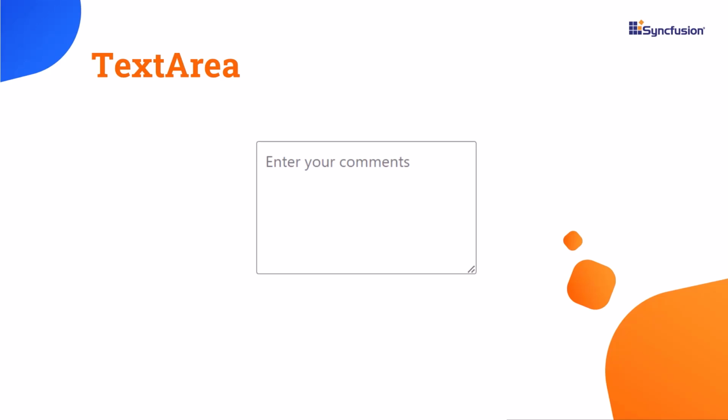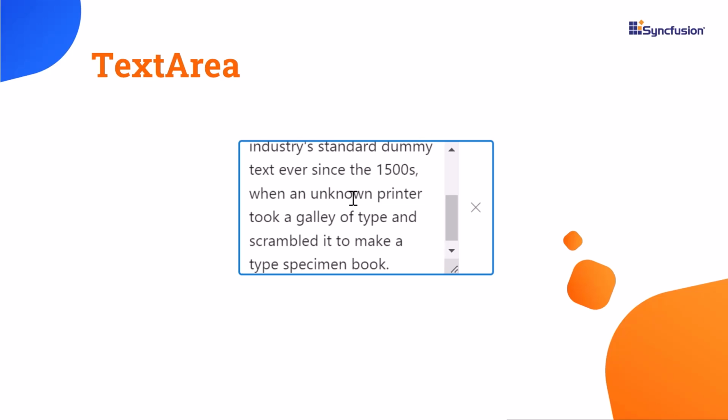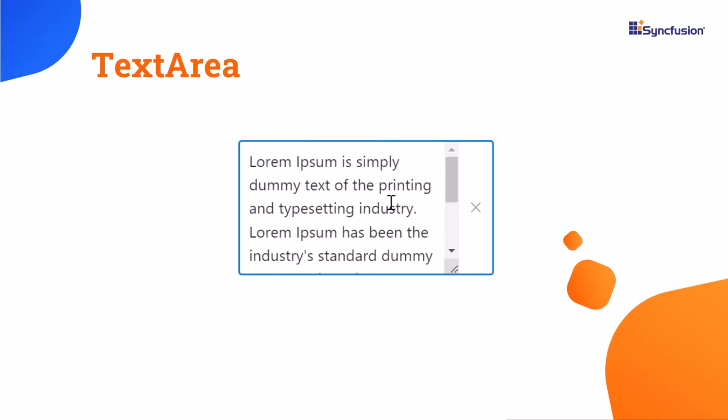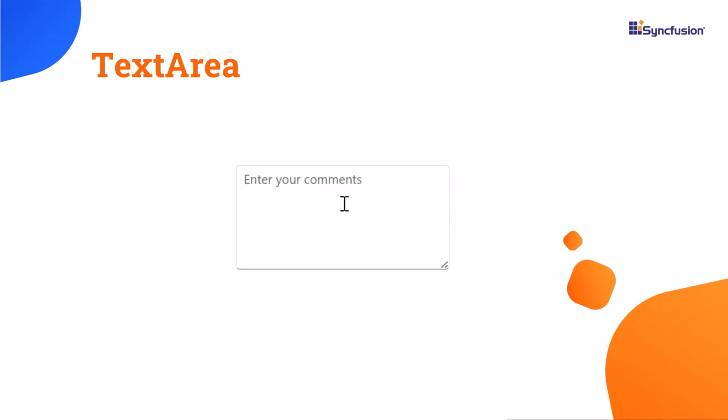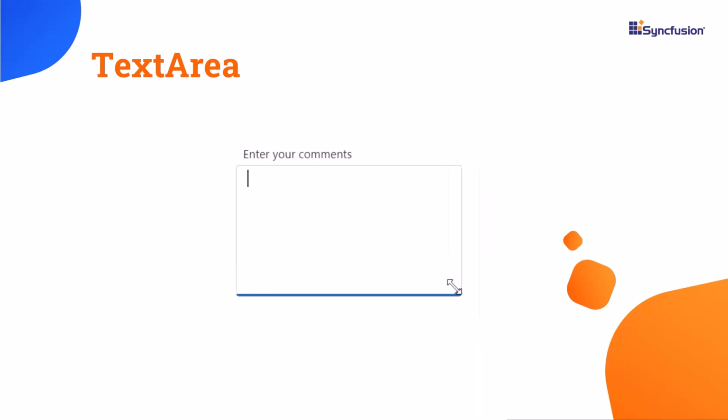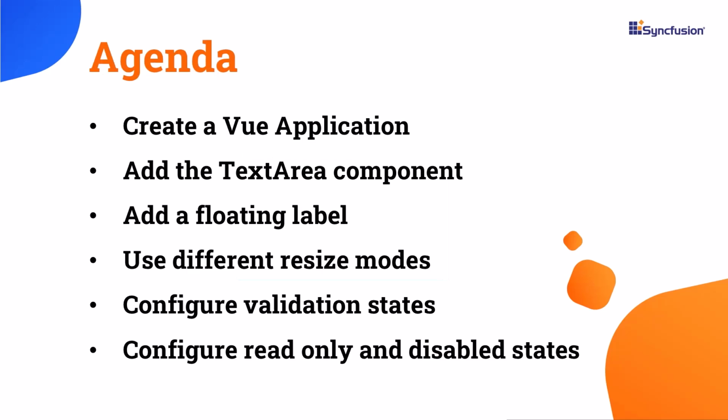With this Syncfusion Vue TextArea component, users can enter longer text, such as comments or messages, with features like clear icons, floating labels, and adjustable sizes. In this video, I will show you how to create a Vue app and add the Syncfusion Vue TextArea component to it. You will also see how to work with a few of its basic features, like floating labels, resize modes, validation states, and the read-only state.